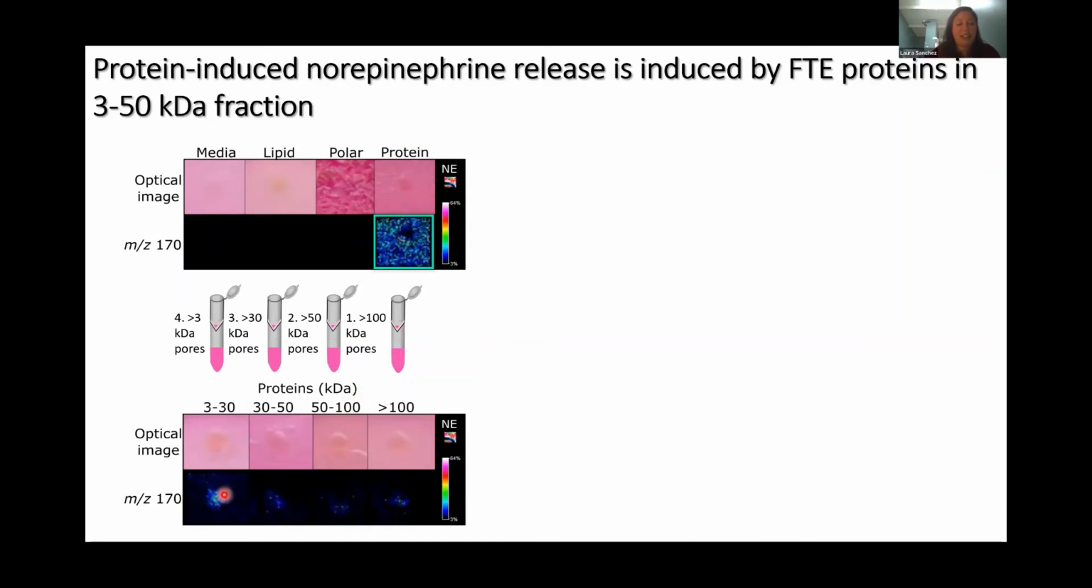and found this time that it was really the 3 to 30 kilodaltons, maybe the 30 to 50, because these molecular weight cutoffs aren't hard and fast. So maybe it's a protein right around 30 kilodaltons that is causing the ovary to release norepinephrine. And just like true bioassay guided fractionation, we appear to be losing bioactivity as we continue down, which is normal.